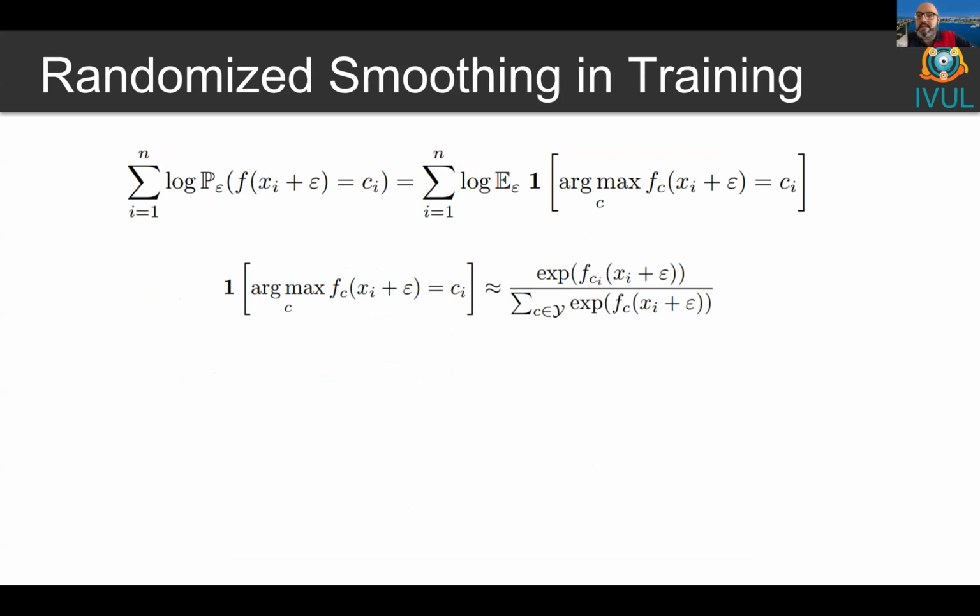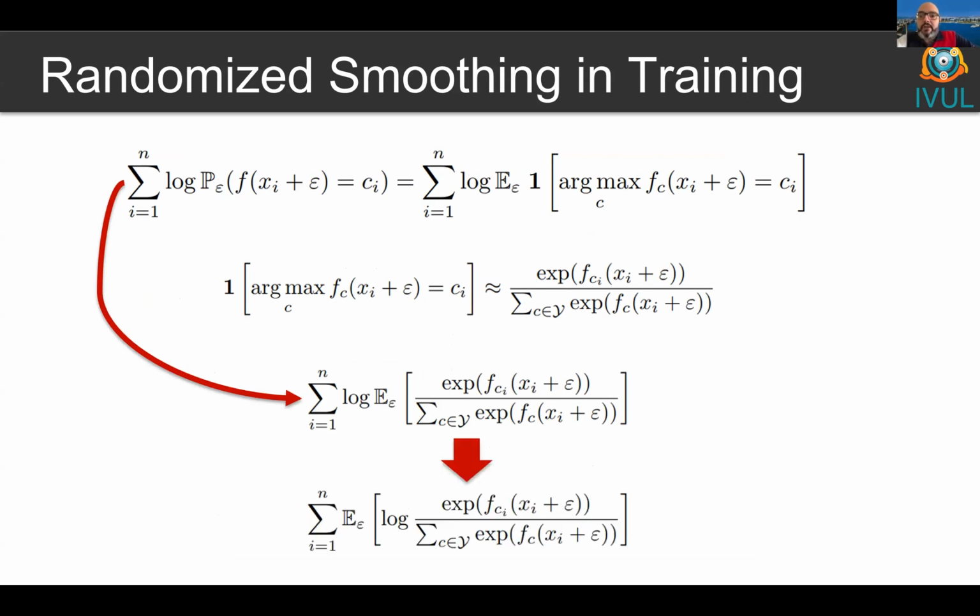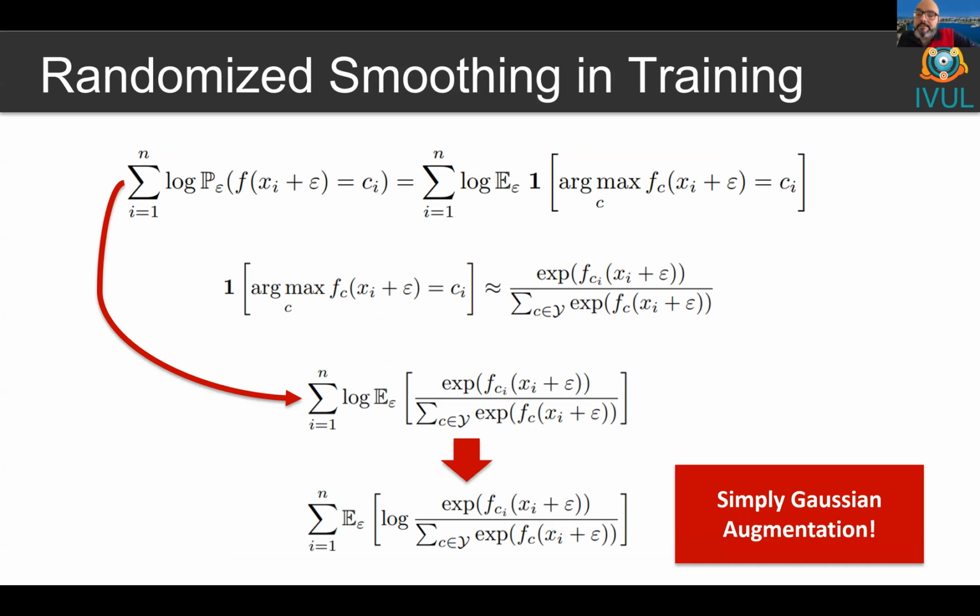If you do some treatment and some approximation with the softmax, this thing on the second row on the right is the softmax, and you rewrite the loss and use Jensen's inequality, you can show that trying to train a network that is certifiably robust is equivalent, under some assumptions, because they use Jensen's inequality, to something as simple as doing so-called Gaussian augmentation.